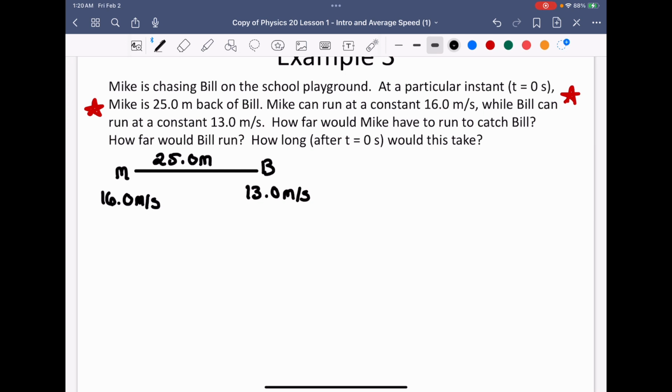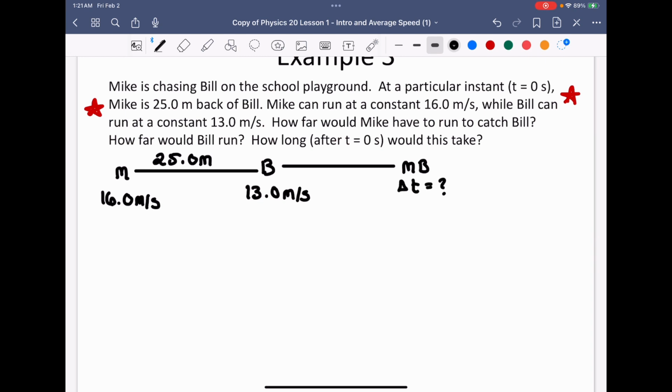How far would Mike have to run to catch Bill? How far would Bill run, and how long after T0, or after that original positioning, would it take them to catch each other? So I'm going to write M and B together over here, draw a line to them, and say this is when they've caught each other. At some time, which we don't know, the change in time, they will catch each other.